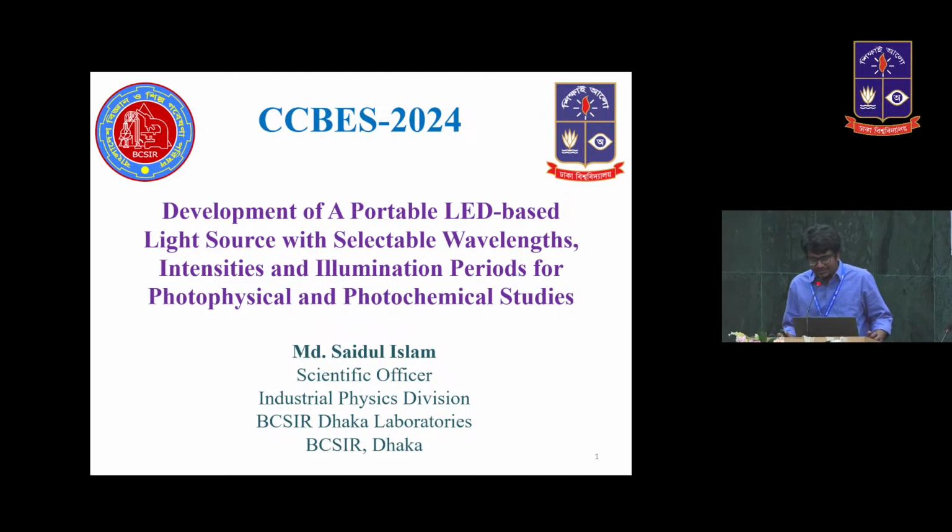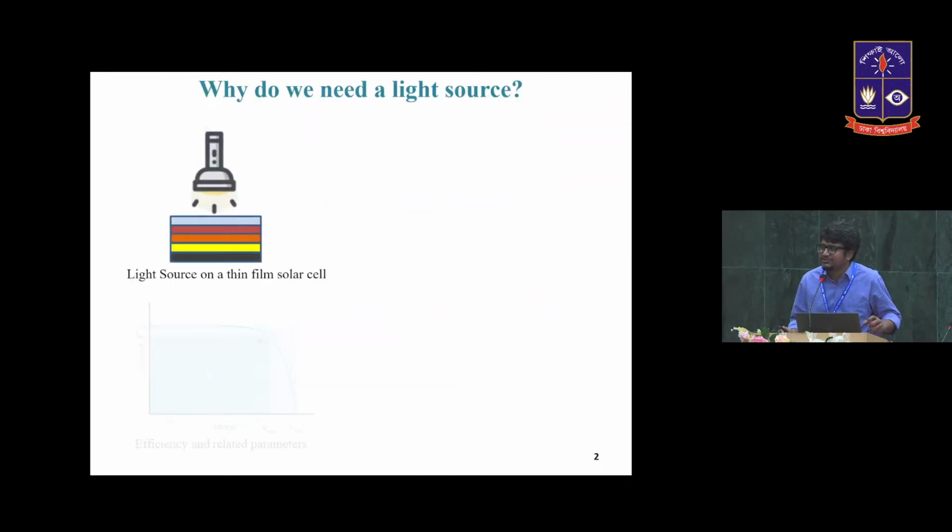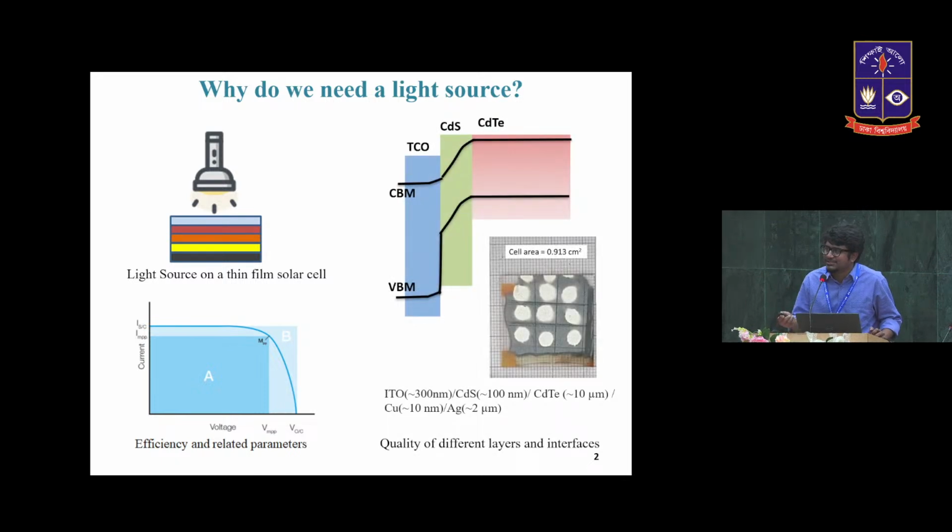So why do you need a light source? In a solar cell, if we want to find the efficiency and related parameters of a cell, we need to use a light source. A solar cell is basically a stacked layer of films, so if we want to find the qualities of different layers of those films, we need to use a light source of different wavelengths.